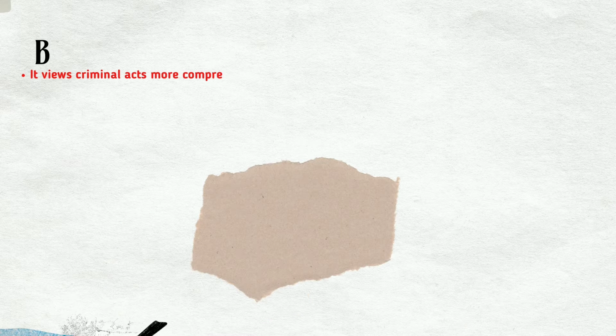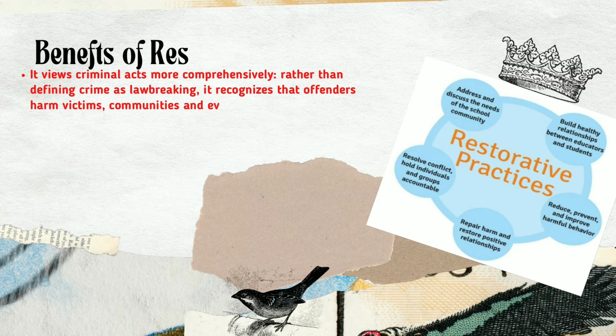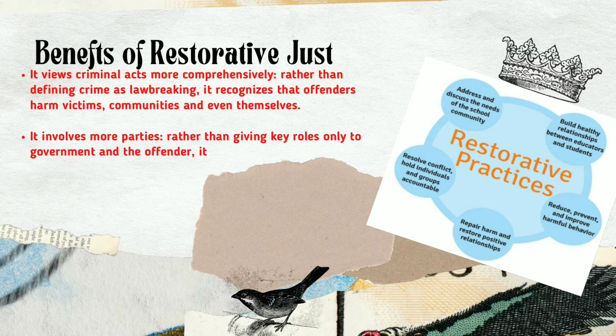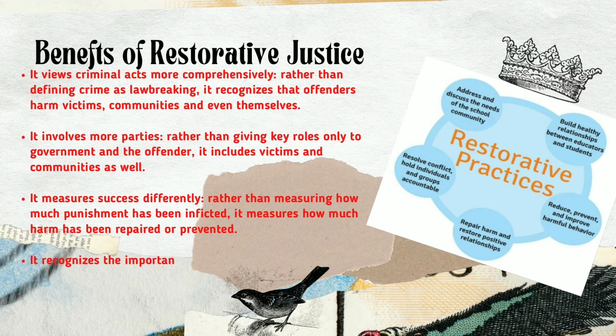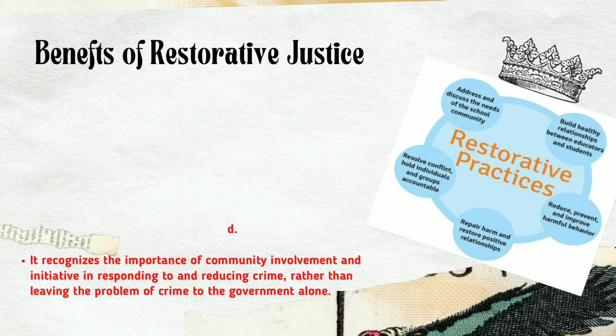There are several benefits of restorative justice. It views criminal acts more comprehensively rather than defining crime as law-breaking. It involves more parties rather than giving key roles only to the government and the offender. It measures success differently rather than measuring how much punishment has been inflicted. And of course, it recognizes the importance of community involvement and initiative in responding to and reducing crime rather than leaving the problem of crime to the government alone.